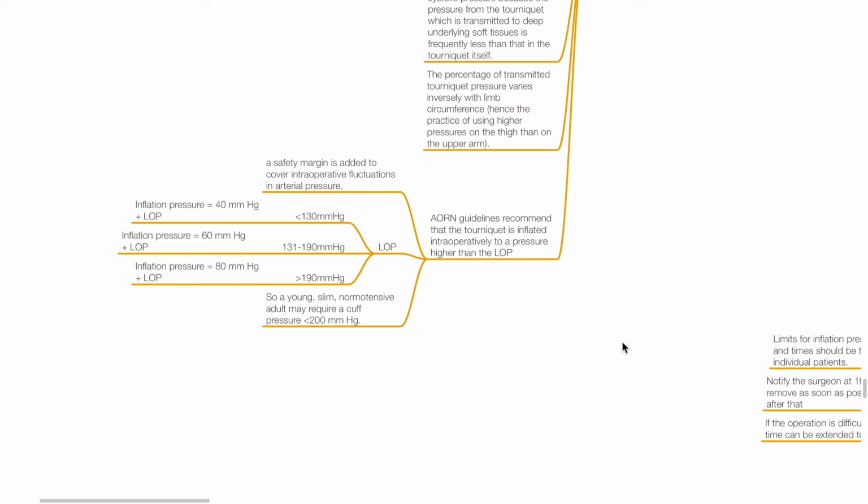A safety margin is added to cover for intraoperative fluctuations in arterial pressure. If the LOP is less than 130 mmHg, the inflation pressure is 40 mmHg plus LOP. If the LOP is 131 to 190 mmHg, the inflation pressure is 60 mmHg plus LOP. If the LOP is more than 190 mmHg, the inflation pressure is 80 mmHg plus LOP.